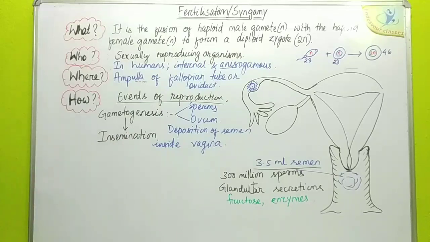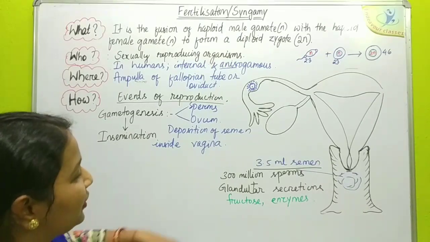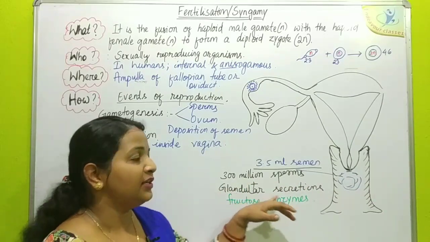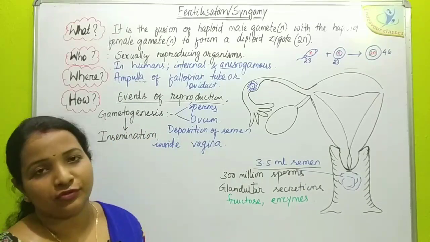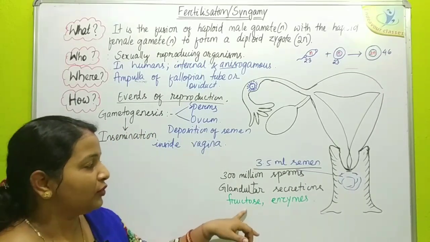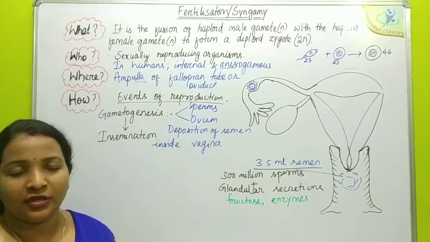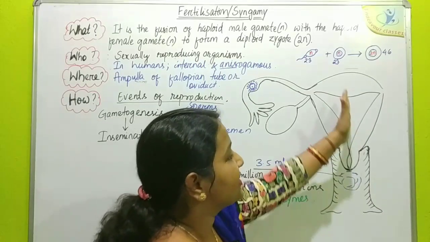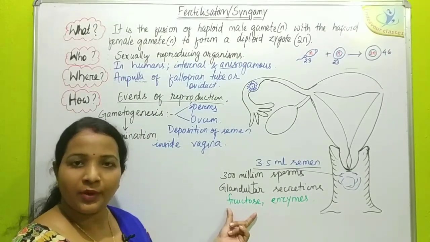So the semen collected inside the vagina at the end of sexual intercourse contains about 300 million sperms and glandular secretions. The main component of this secretion is fructose and different enzymes. The fructose present in the glandular secretions provides nourishment or energy to the sperms to remain alive inside the female reproductive tract. So this is the main energy source for sperms.